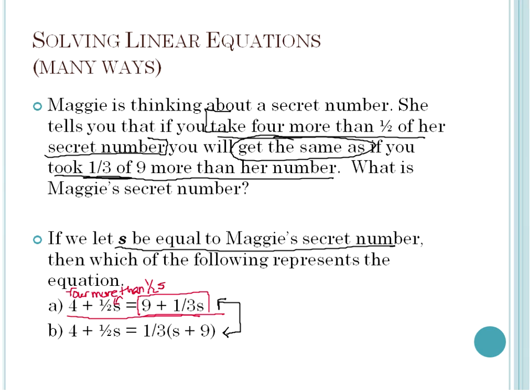And I want 1/3 of the total quantity, 9 more than her number. And so when I look at kind of order of operations, in the second equation, S plus 9 says I take Maggie's secret number and I add 9 to it. And then I want 1/3 of that result. So I can see that B is going to be the equation I'm looking for. Again, in A, I was looking for 9 more than 1/3 of our number. And so sometimes we're translating these words into equations, and we have to be particular about the order of operations.